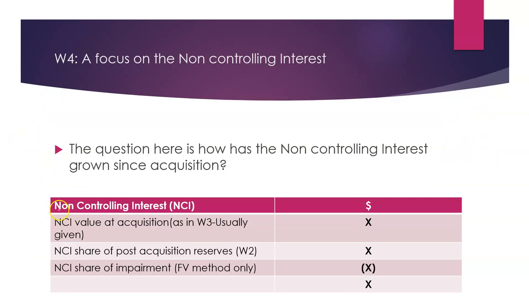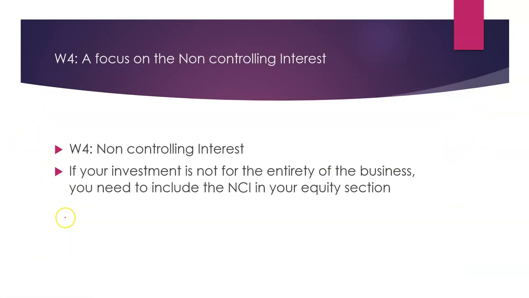So then working four, and again, I will go through an illustration. This is just a theory. Working four is this idea of the non-controlling interest. The non-controlling interest arises because your investment is not for the entirety of the business. So we need to include, you see what I mean, it's not just like we're just sticking it in there. These are valid journals, and I'll show you them in your equity section.